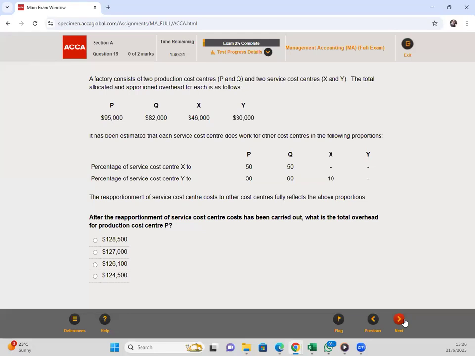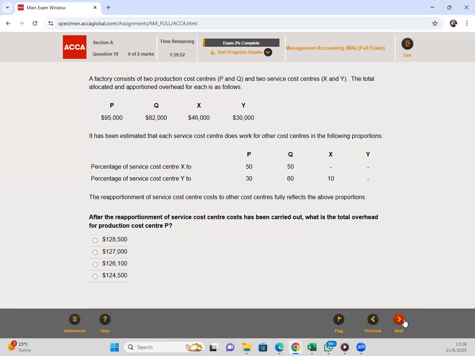A factory consists of two production departments, P and Q, and two service centers, X and Y. The total allocated and apportioned overheads for each is as follows: P, Q, X, Y. These are departments. P and Q are production, X and Y are service. It has been estimated that each service cost center does work for other cost centers in the following proportions.